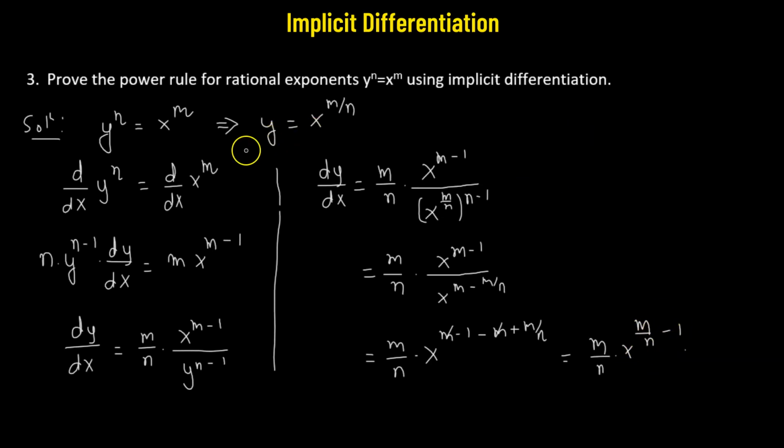Now, we have y equals x raised to the power of m over n. So if we use the power rule here, this gives us dy over dx, so we have m over n times x raised to the power of m over n minus 1. So this is exactly what we obtained using implicit differentiation.